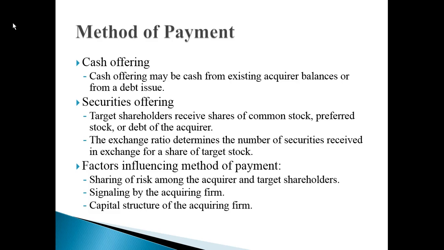The factors influencing the method of payment might include the capital structure of the acquiring firm. The acquiring firm decides how it is going to pay for the company depending on its capital structure. How highly geared is it? How highly levered is it? And then it makes a decision on how to pay for acquiring the firm.